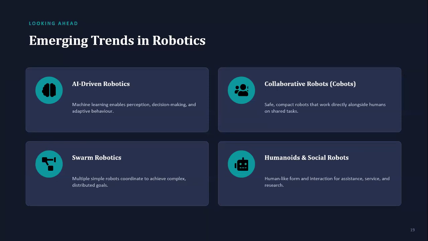So let us now discuss the future trends in robotics. The future of robotics is extremely exciting. Artificial intelligence is making robots more intelligent and autonomous. Collaborative robots are enabling humans as well as robots to work safely together. Swarm robotics demonstrates how multiple robots can cooperate to complete complex tasks. Humanoid robots are becoming increasingly capable of interacting naturally with people. The future belongs to intelligent, connected, and human-centered robotic systems.